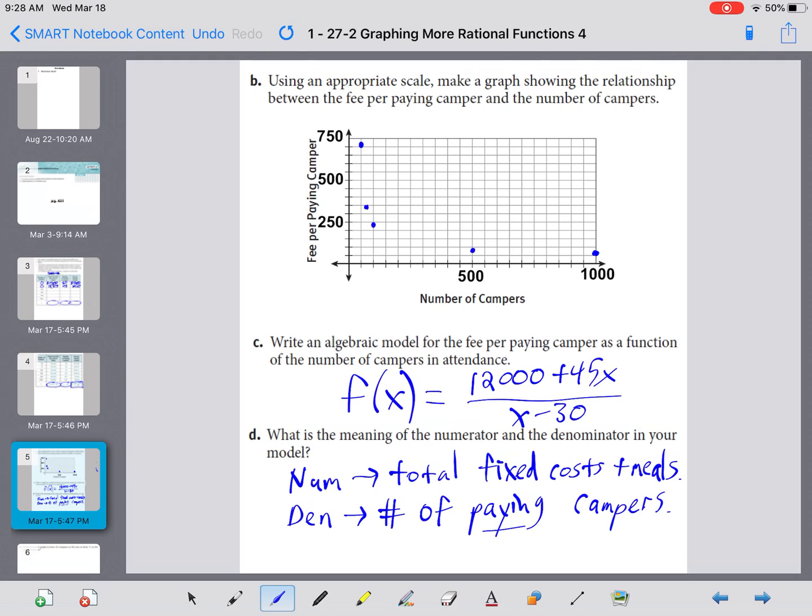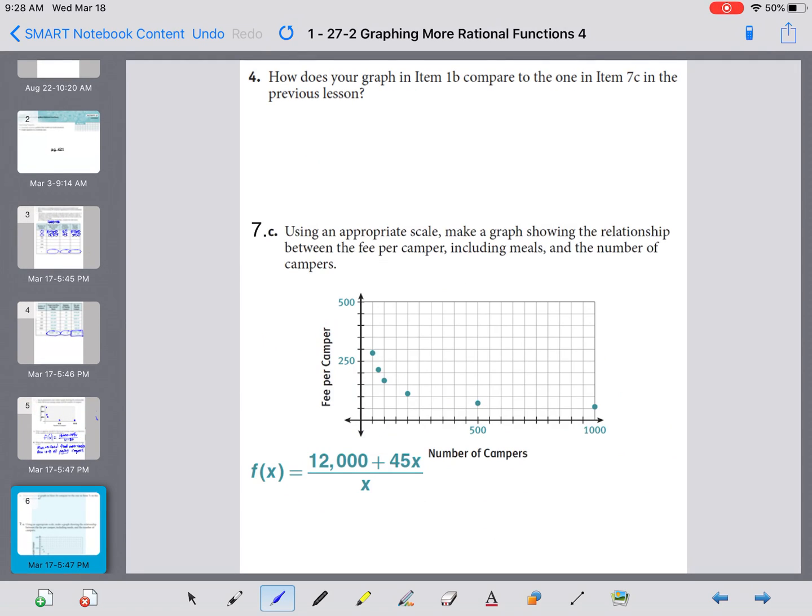All right. So check this out. Number 4 says, how does the graph in item 1b compare to the one in item 7c in the previous lesson? Didn't expect you guys to remember that graph, so I copied and pasted it down here. This is the graph we did about a week and a half ago, and this is the function we came up with. So you can see the numerator is the same. The denominator is slightly different.